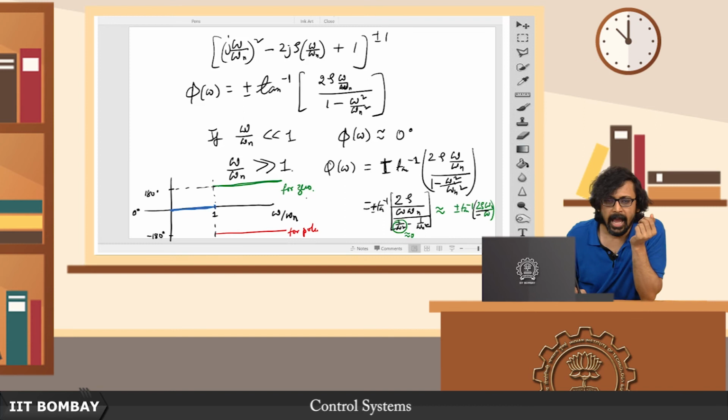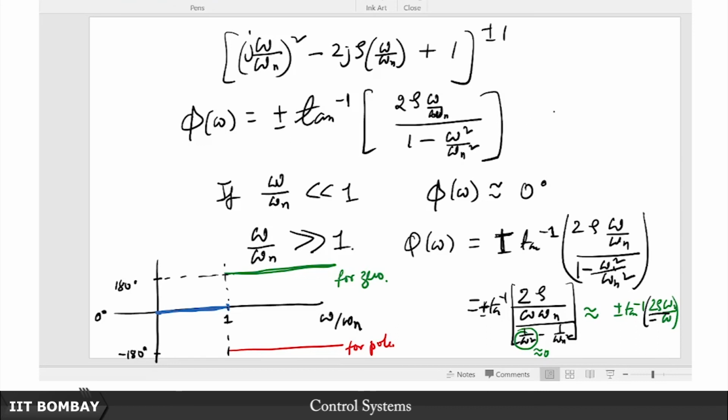Now, of course, at omega equal to omega n, things start getting interesting, because then the numerator is not a 0 quantity, but the denominator goes to 0. So, at omega tending to omega n, phi of omega tends to plus or minus pi by 2, depending on which sign you are taking. The plus is for a 0 and the minus is for a pole. So, clearly in the asymptotes we have a discontinuity here, but at least we know that this takes an exact value of plus pi by 2 for the 0 and minus pi by 2 for the pole.